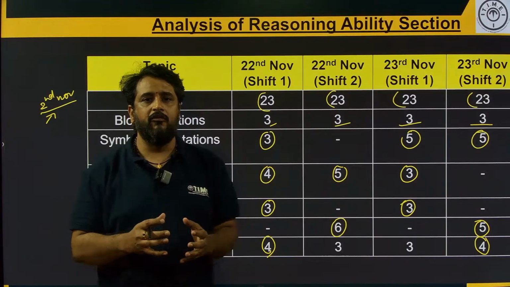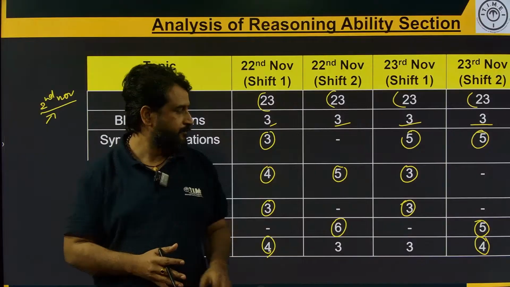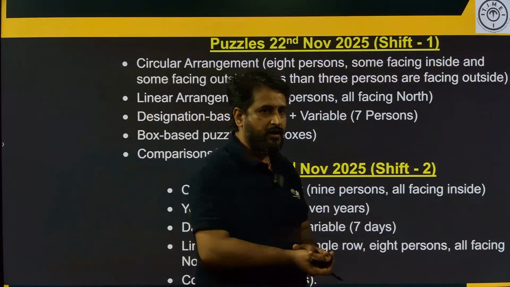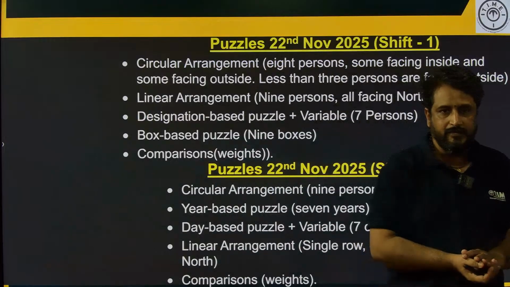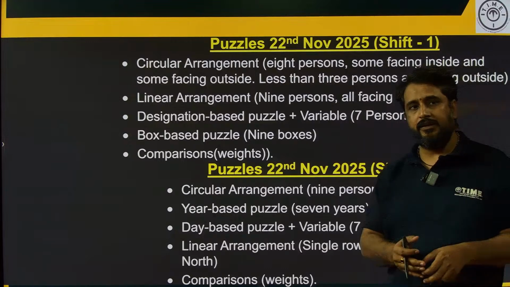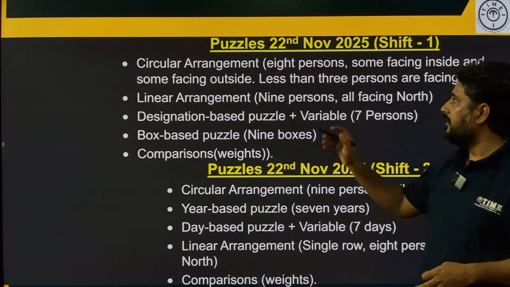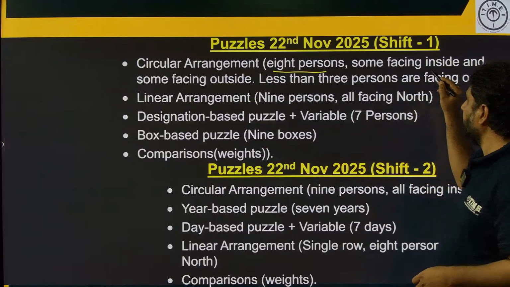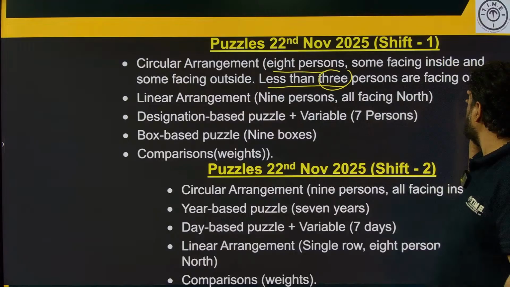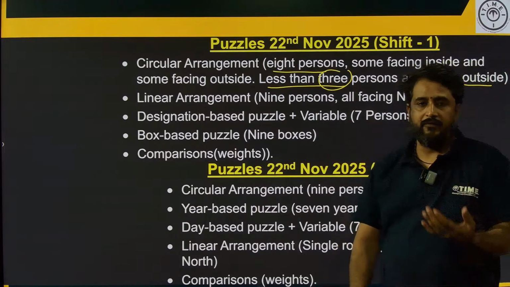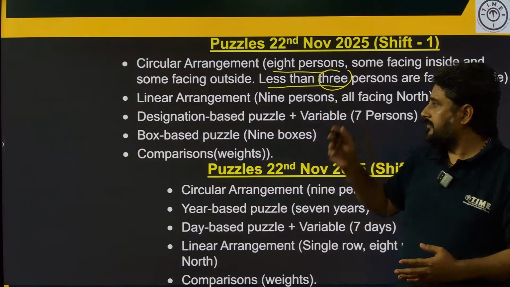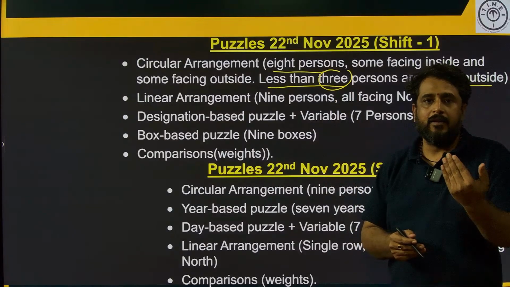Let us see what kind of puzzles were given in the exam. In shift 1, a circular arrangement is given, mentioning that some are facing the center and some are facing away from the center, and it is also clearly mentioned how many are facing the center and how many are facing away. We have an 8-people arrangement. Some are facing inside, some outside, and it mentions that less than 3 are facing outside. So less than 3 facing outside means 3 to 1, it could be anything. By giving this, the level of difficulty slightly came down.